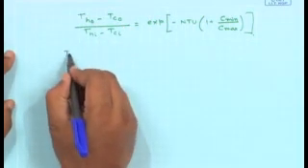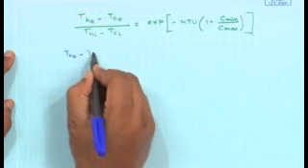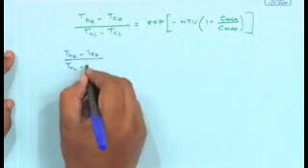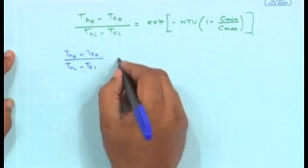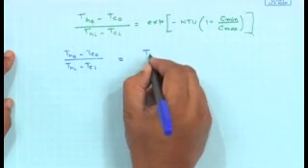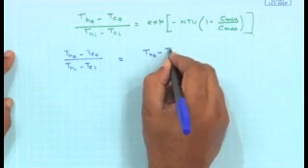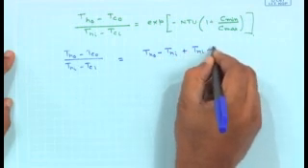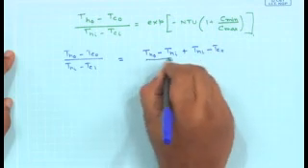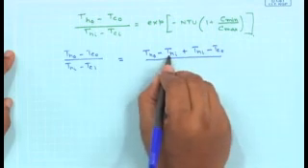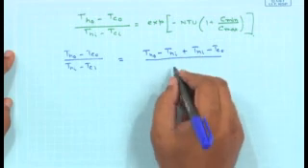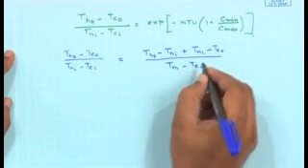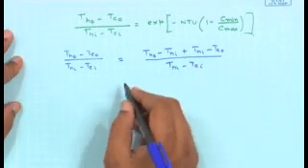In order to do that, I express THO minus TCO by THI minus TCI as THO minus THI plus THI minus TCO. I have simply added a THI plus and minus in the expression. The denominator remains the same.